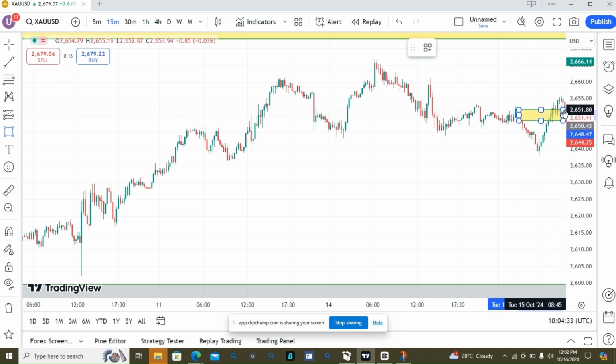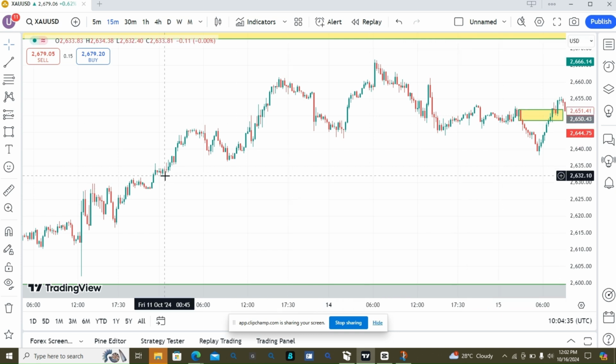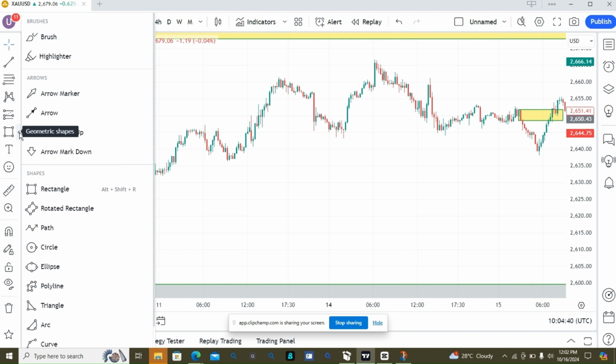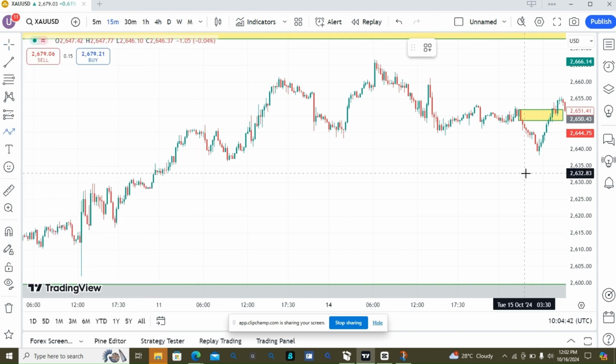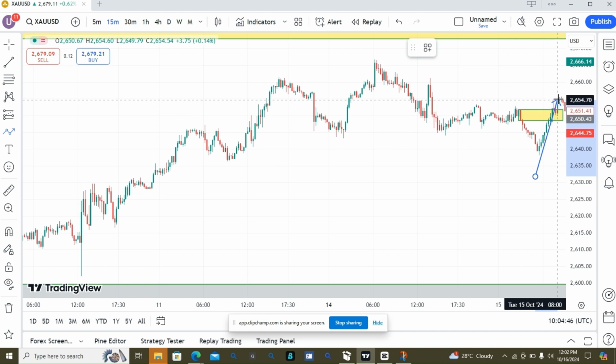Okay. And what candle breaks above you? See the candle that breaks above that zone. Let me show you. This is the candle that breaks above this zone. This green candle. Are you seeing it? This is the candle that breaks above this zone.